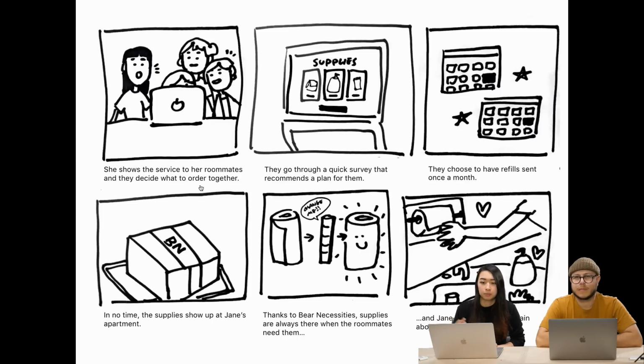She shows the service to her roommates and they talk about it together. Going back to my comment about how you can see what interactions you want to build into your app, I decided to make the conversation with roommates in person, not over the app. I didn't want to build a chat function in. That informs the fact that I wanted to make a web application for the onboarding process, because it's a large enough screen that you can share it with multiple people. You don't want to do it on a mobile phone and have 4 people crowding around it. After going through the survey, they get recommended a plan for them. They get to select when they want their refills sent to them, and then the supplies show up in no time. Thanks to Bare Necessities, Jane and her roommates always have the supplies when they need them.